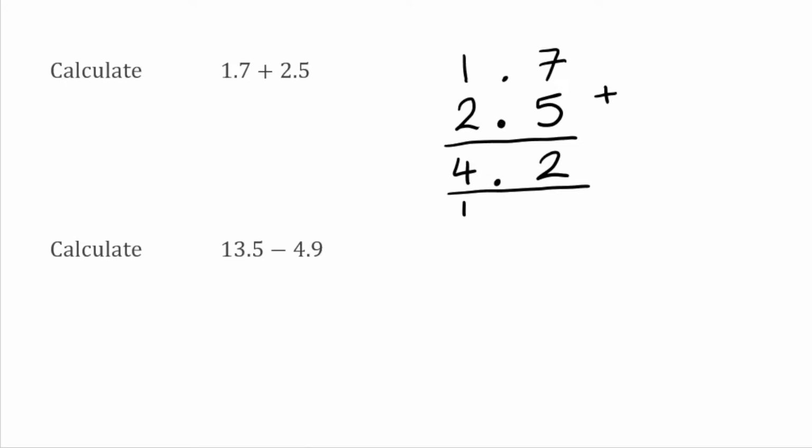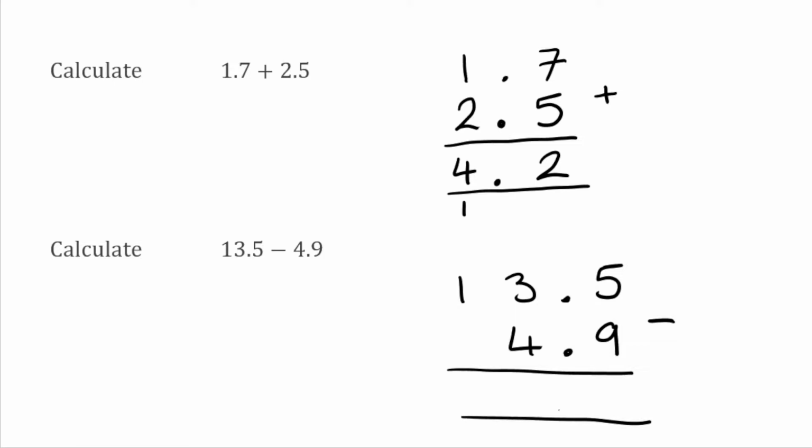Right, for this next question, we've got 13.5, and this time we're going to take away 4.9. So again, lining up the columns correctly, I've got a 4 in the units column, point, and then 9 in the tenths column. So again, with subtraction also, we start from the right-hand side when using the column method. To begin with, I've got 5 take away 9.